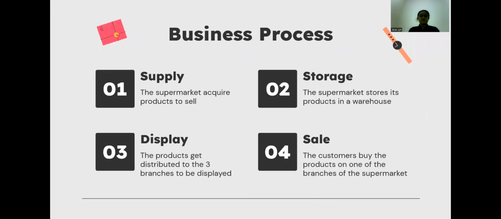First, we want to show the business process of the supermarket. The business process consists of 6 business processes. First, supply. The supermarket acquires products to sell. Second, storage. The supermarket stores its products in a warehouse. Third, display. The products get distributed to the 3 branches to be displayed. Fourth, sell. The customer buys the products at one of the branches of the supermarket.